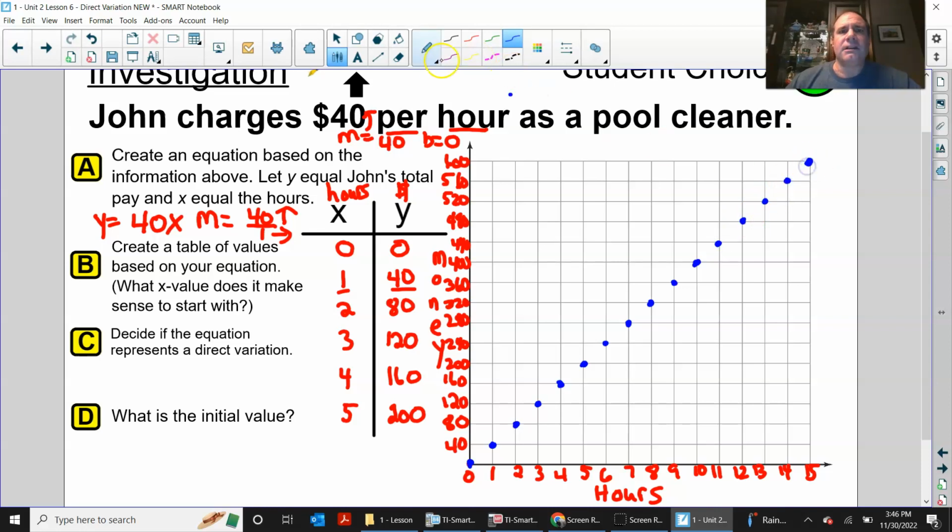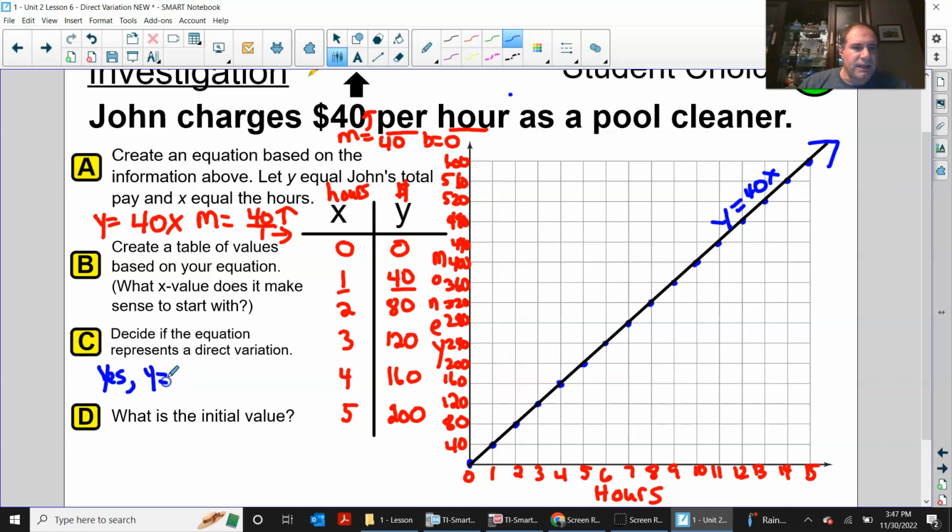Just like that. Get your ruler. Connect those points in the straightest line possible. And you are going to put the arrow there, and you're going to put the equation. You're not going to forget to put the equation on the line. It has a slope of 40 and a y-intercept of 0. You see how it starts. Is this a direct variation? Yes. Y equals 40x is a direct variation.